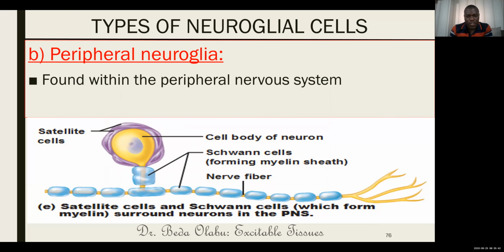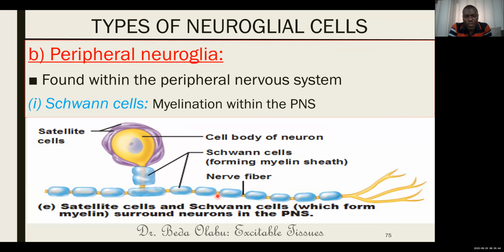Maybe before I go to that, I have perhaps highlighted the differences between myelination within the central nervous system and myelination within the peripheral nervous system. And I want some three points to be clear to you. One of the differences between central and peripheral myelination is that in central myelination, we're using oligodendrocytes. In peripheral myelination, we are using Schwann cells.